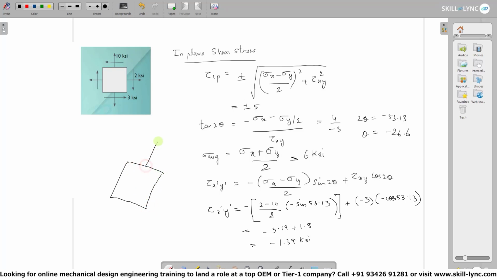As for the orientation diagram, we can say that our normal stress is a positive value which we got from the sigma average calculation, and because it's a positive value, the arrows can be drawn outwards, and that is going to be 6 ksi. Our shear stress is a negative value, due to which our shear arrows can be drawn clockwise, which can be given as minus 1.39.